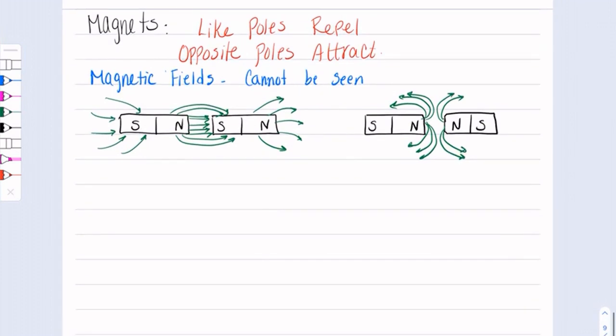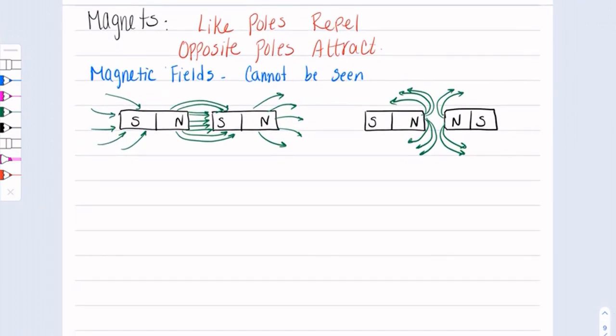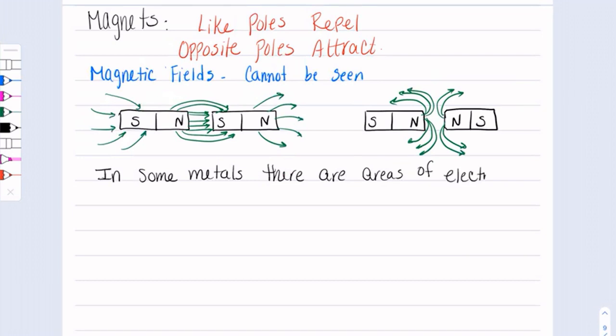Now, where does magnetism come from to begin with? So let's talk about that. In some metals, there are areas of electrons that all spin in the same direction.